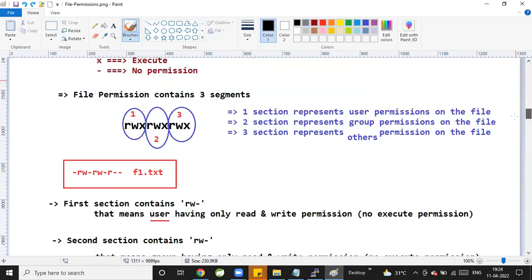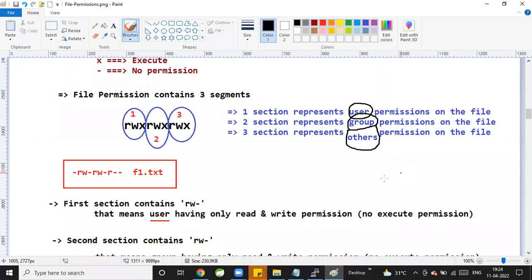The first segment is called user permissions on the file. The first section is called user permission, the second section is called group permission, and the third section is called others permission on the file. So file permissions are divided into three parts. Part 1 represents user permissions on the file. Part 2 represents group of users permissions on the file. Part 3 represents others permissions on the file.